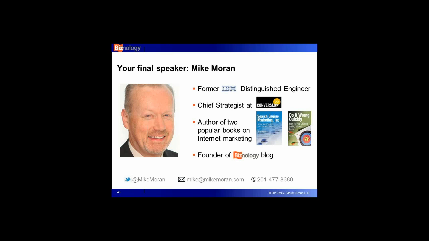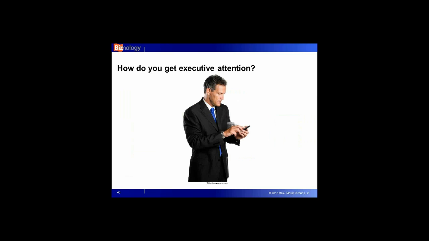So after listening to all the inspiring words from Rob and Tim, I know you guys have religion. You're excited about this. You've learned a lot about search and social. You understand how social is important for search. You understand how your content is the key to both. And you're ready to go do something. There's just one little problem. You need the executives to pay attention. So how do you do these things?